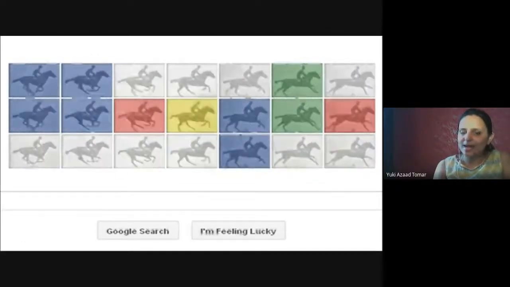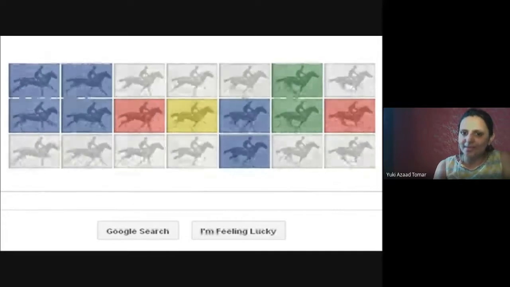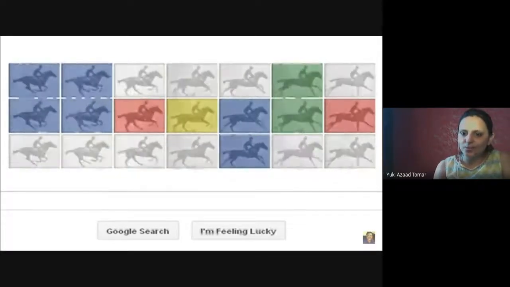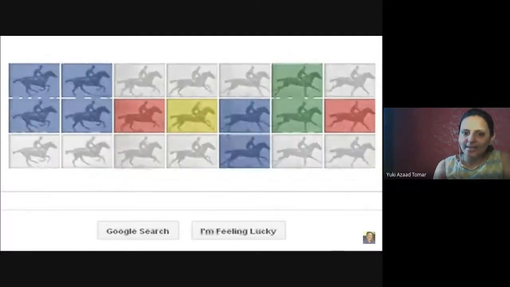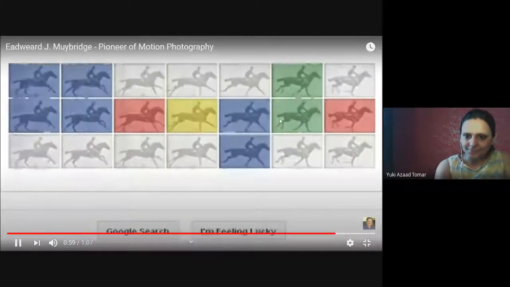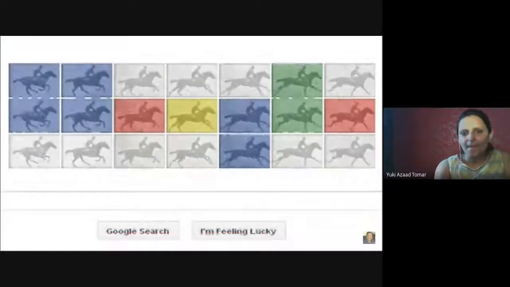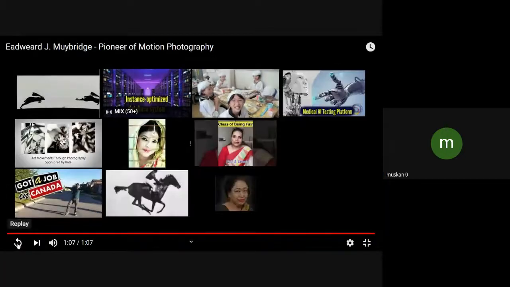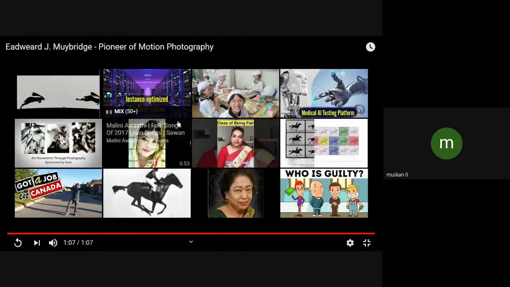See, this was... Google created a doodle on his 182nd birthday, Muybridge's birthday. Yes, ma'am, it's just like that. Someone drew pictures, a lot of pictures on a copy, and they start to turn it over.